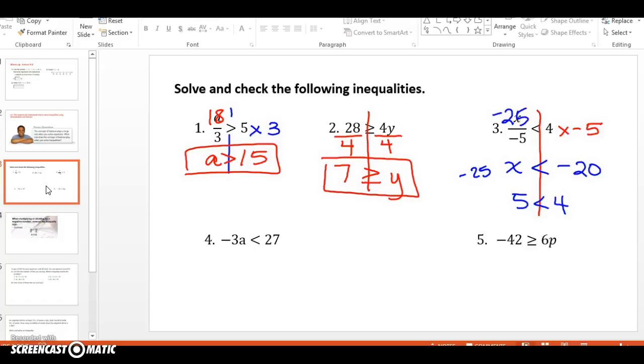Because of the negative over negative rule, you have to have a new rule for inequalities. And the rule is anytime you multiply or divide by a negative number, your inequality sign has to reverse. That's huge. Okay, so here's what we're going to do. So instead of this, we're going to reverse it.